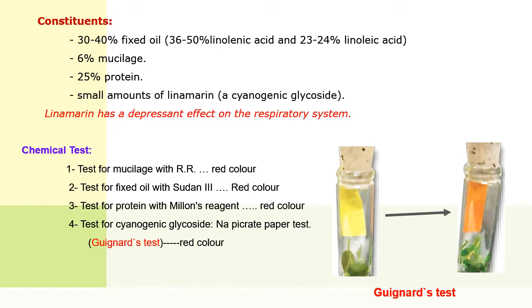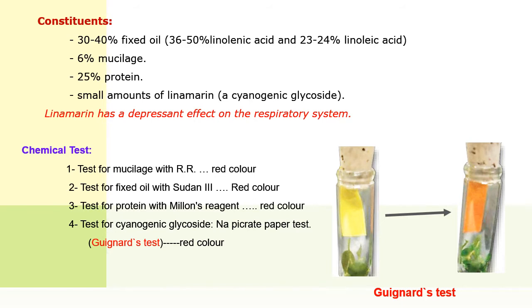For the chemical tests, we can test the mucilage in the epidermal cells by addition of ruthenium red, where a red color is obtained. Fixed oil is tested with Sudan III, acquiring red color. Protein is tested with Millon's reagent, giving also red color.